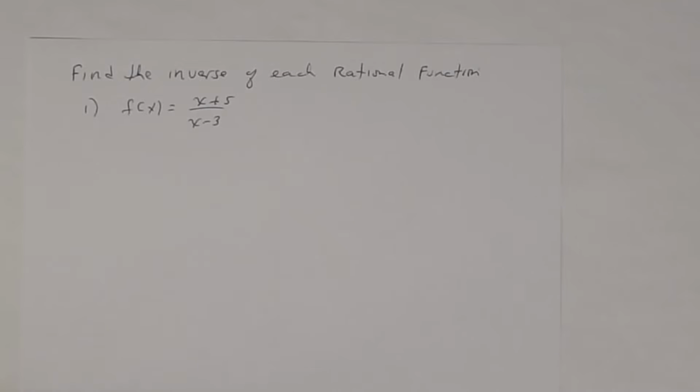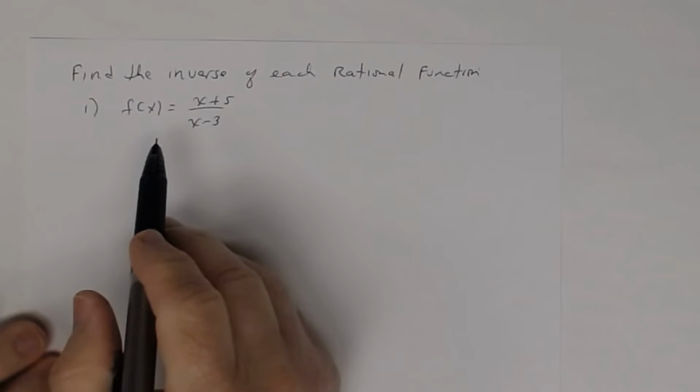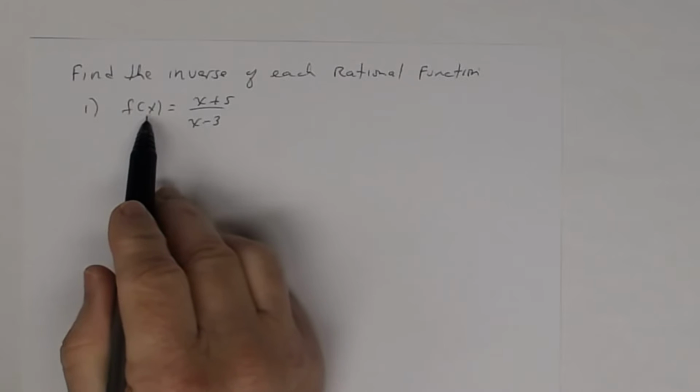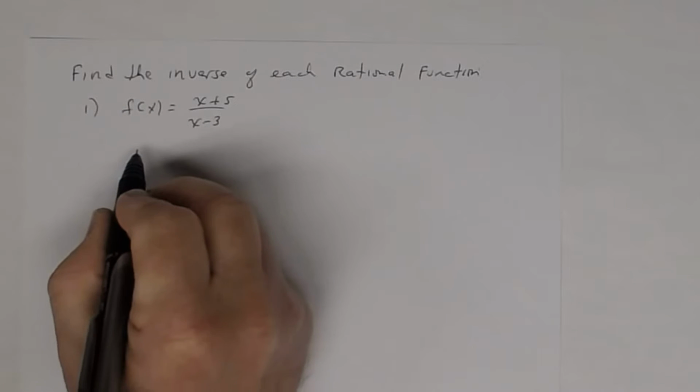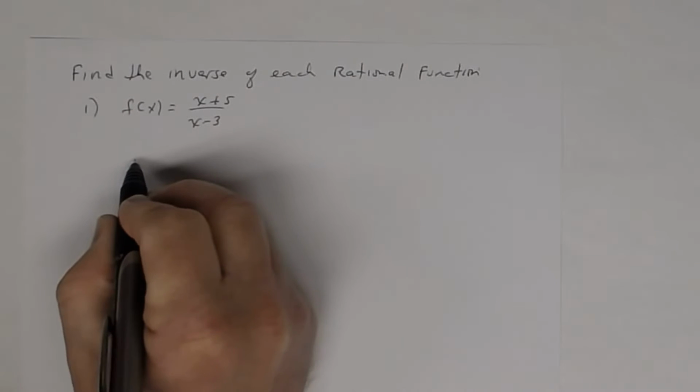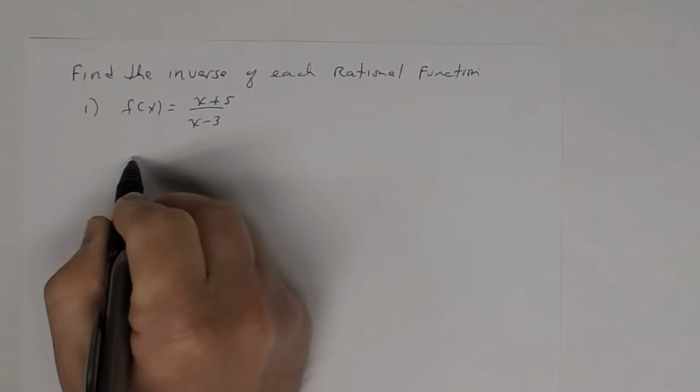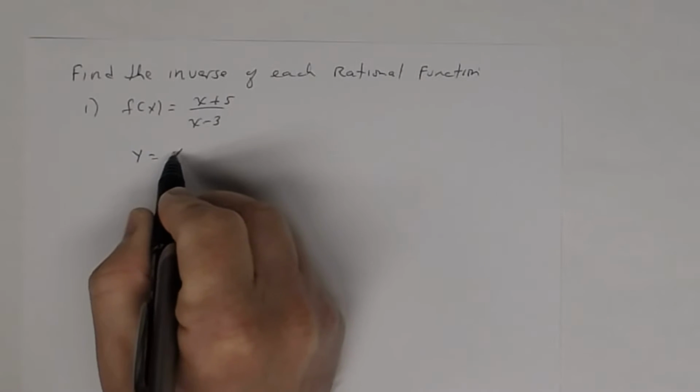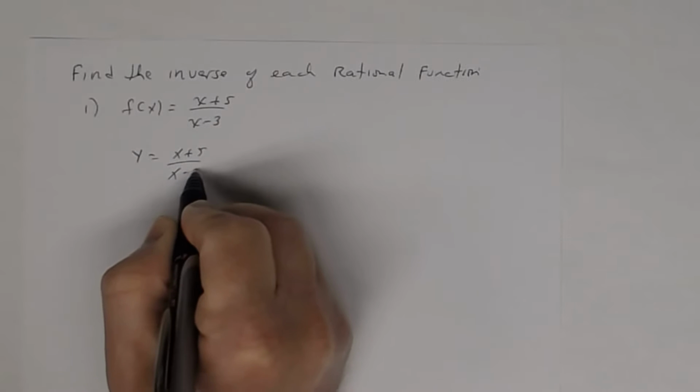All right, in this lesson, we're going to look at finding the inverse of a rational function, and we're going to do this algebraically. And so remember the steps. The first thing you're going to do is replace f of x with y, because remember that's what f of x stands for. So we're going to say y equals (x + 5) divided by (x - 3).